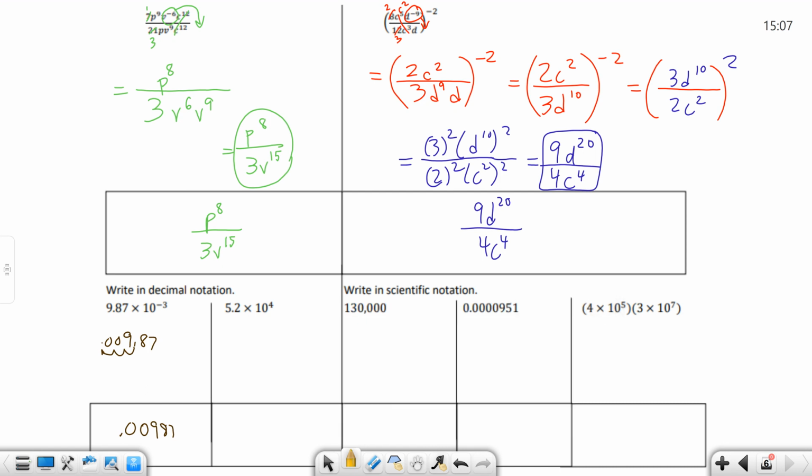So here, 5.2 times 10 to the 4th. We write down 5.2, and it's got to go 1, 2, 3, 4. Well, that's going to be 52,000.